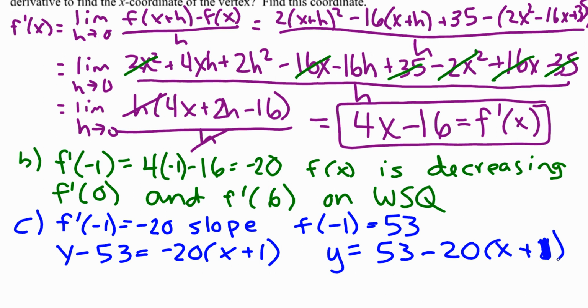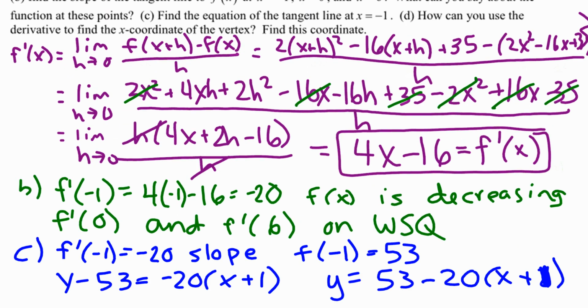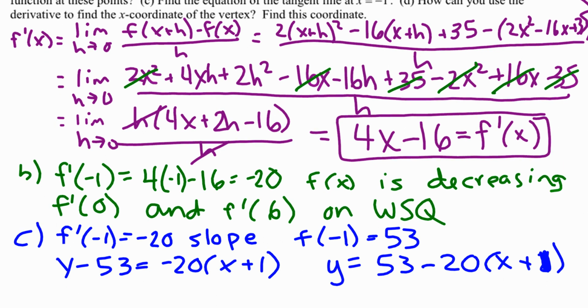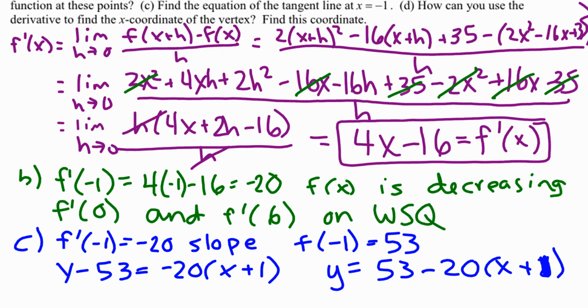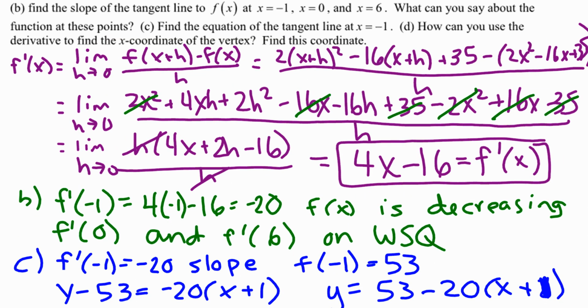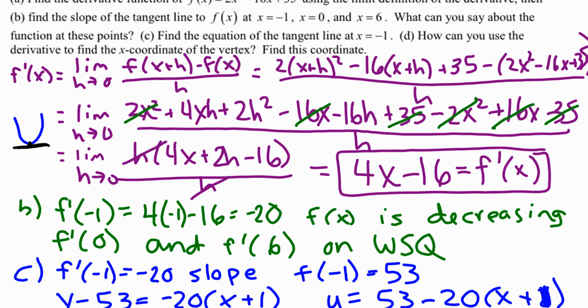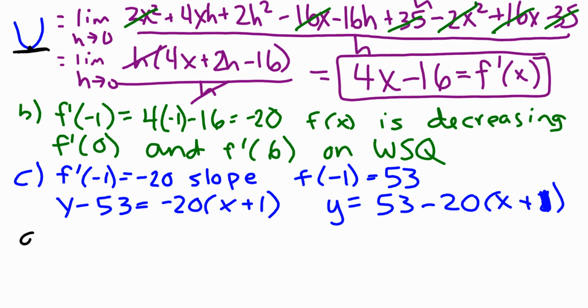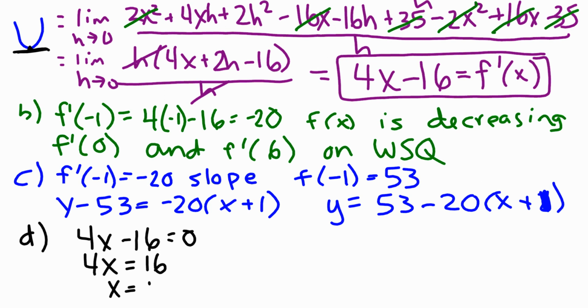All right, and then the last thing that we want to do is how can you use the derivative to find the x-coordinate of the vertex? So this is a parabolic function. It's going to look something like this. The vertex is going to be located there where the slope is equal to 0. All right, so to find the x-coordinate of the vertex, we can just set our slope function 4x minus 16 equal to 0. So we get 4x equals 16, x equals 4.